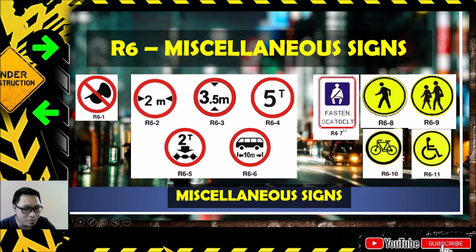Okay, we have a sign that is indicated on the inner portion of the vehicle, so we have to fasten the seat belt, or in the outside portion of the road. Then we have these pedestrian signs, which are intended for regulatory signs. Okay. Then we have the bike lane and the PWD lane.